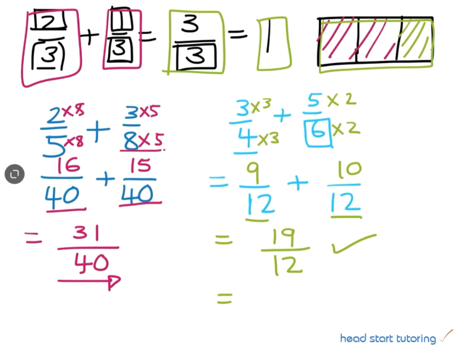But if I would like to convert my improper fraction into a mixed number, which is probably better because perhaps your teacher would want you to leave it as a mixed number, we say 12 fits into 19 once, and there's a remainder of 7 over 12. So your answer is 19 over 12, or 1 and 7 over 12.